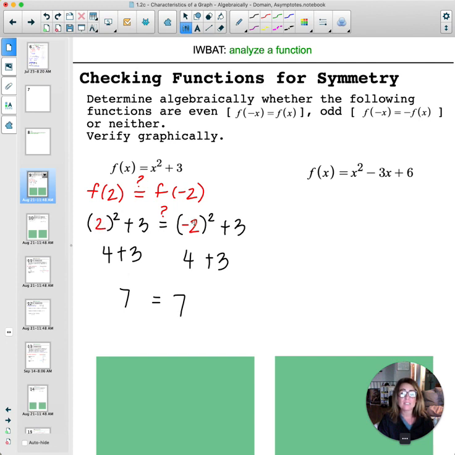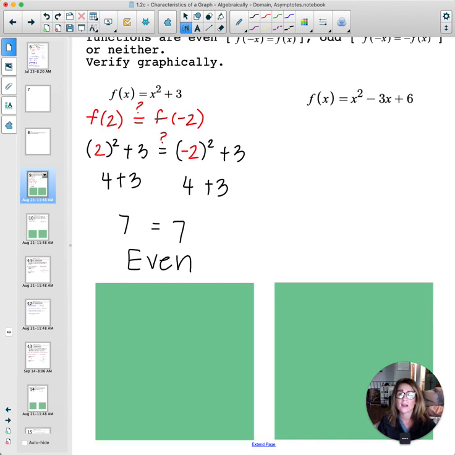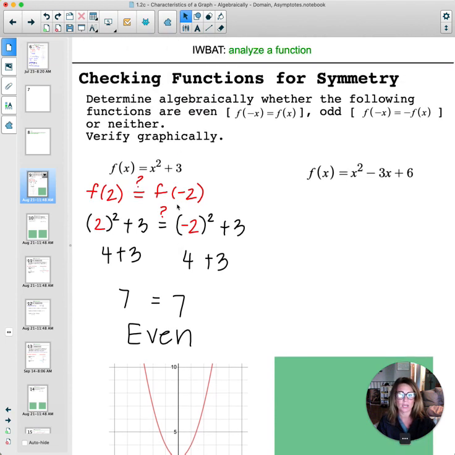Opposite inputs gave me the same output, so this function is even, meaning when I look at its graph, it is going to be symmetric around the y-axis. So let's take a look. There you go, it's just a quadratic moved up 3 by this plus 3. So it's symmetric over the y-axis, even. If you saw the graph, you would know it's even, and this is how you tell if it's even algebraically.